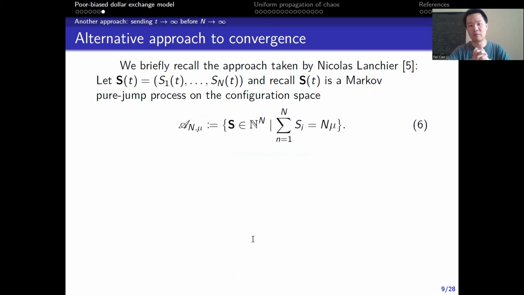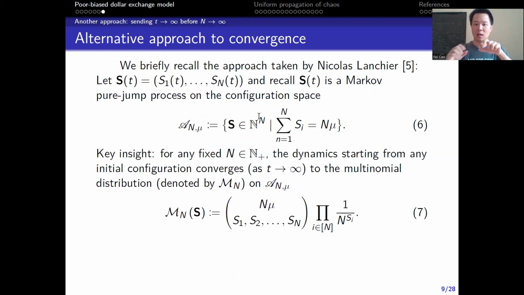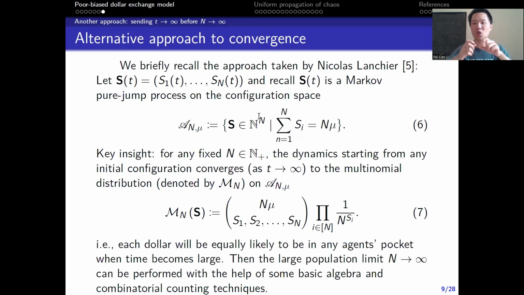Another approach was developed by Nicolas Lanchier. Basically, instead of sending n to infinity, showing propagation of chaos, and then sending t to infinity in the limit, you fix n and study the large time limit of the dynamics. It turns out that if you fix n first and send t to infinity, the heuristic is that if you look at each dollar, the dynamics is such that each dollar is equally likely to be in each agent's pocket in the long run. So in the end, if you fix n and let t go to infinity, it's going to converge to a multinomial distribution. And then you pass to n going to infinity by counting the fraction of agents with exactly k dollars, which is going to give you the Poisson distribution.